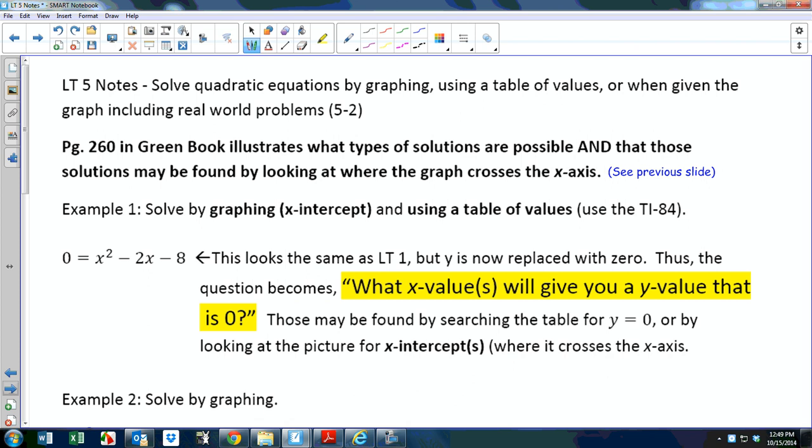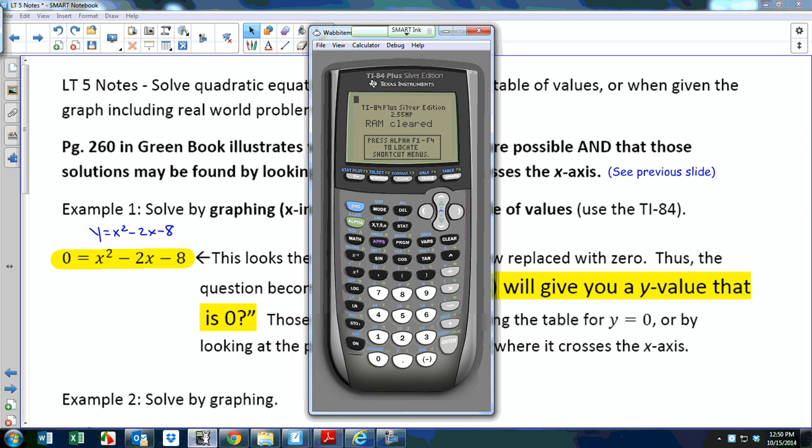Okay. So number 1, the same one we were just looking at, solve 0 equals x squared minus 2x minus 8. You just said it's where it crosses the x-axis. So we're going to take our calculator and graph y equals x squared minus 2x minus 8 and look at that picture. We're going to look for the x-intercepts. Where does it cross the x-axis? So go to y equals, graph x squared minus 2x minus 8. And then there's the picture.